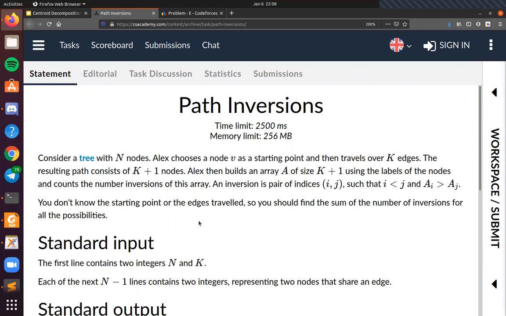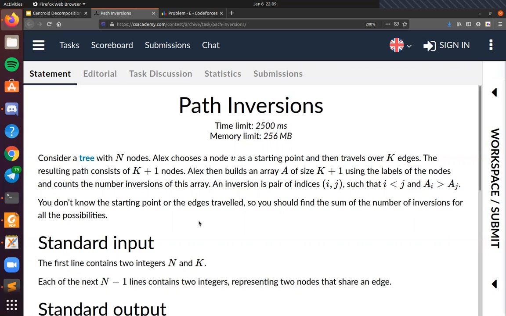Yeah, for a single path, it should be the total number of inversions possible in an array of length k plus 1. So how much is it? n C 2. Why? Because you'll start from the first node, and the only two possible paths are first to last and last to first.